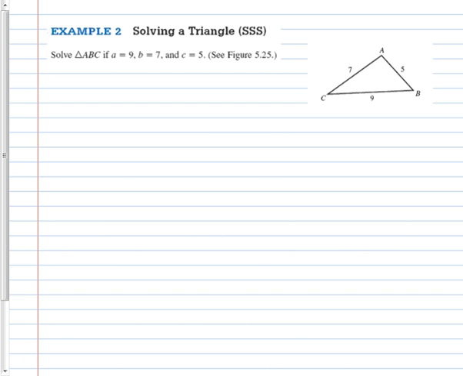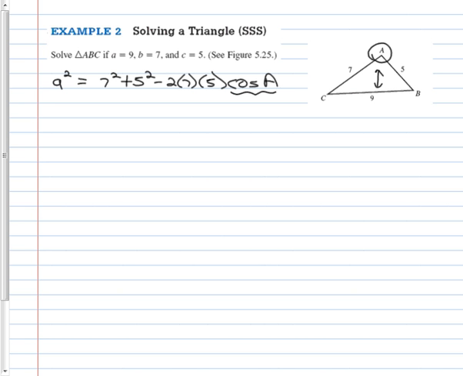How about if I have three sides to it? Well, I am going to pick some angle. Let me pick angle A. And I'm going to set up the law of cosines. 9 is the one that pairs, so 9 is what's going to be by itself squared. Other two sides, 7 squared plus 5 squared minus 2 times 7 times 5 times the cosine of angle A, because it matches with the 9.